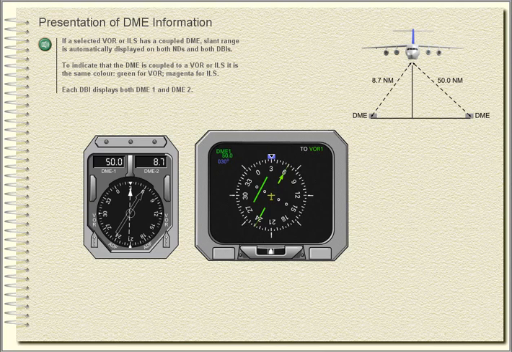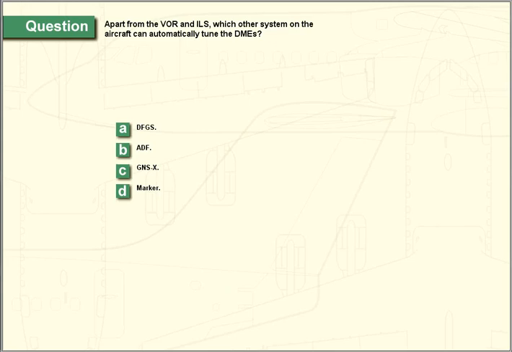Presentation of DME information. If a selected VOR or ILS has a coupled DME, slant range is automatically displayed on both NDs and both DBIs. To indicate that the DME is coupled to a VOR or ILS, it is the same color: green for VOR, magenta for ILS. Each DBI displays both DME 1 and DME 2.